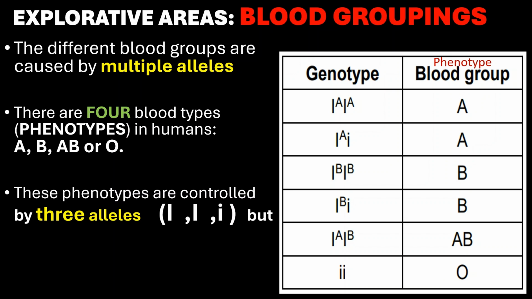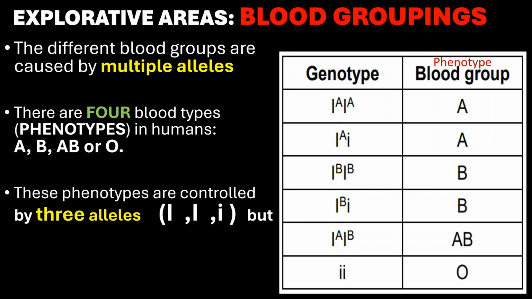So what is a gene causing these three letters? If you look at it, we have A, B, A, B, we have A, B, A, B, and O. There are three unique letters here. One is A, one is B, and one is O. So the combination of these letters produces the four phenotypes.